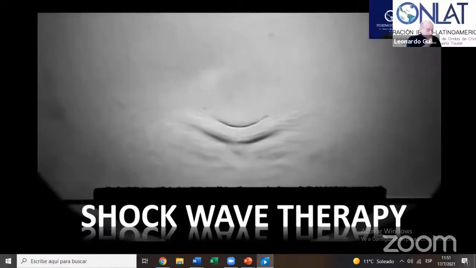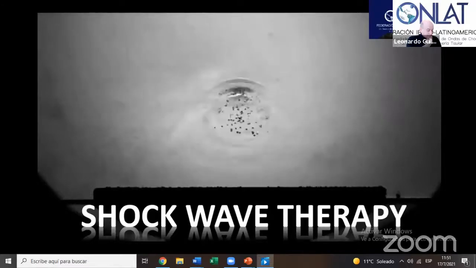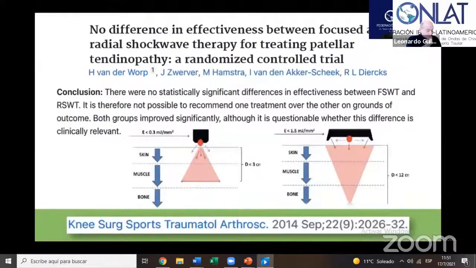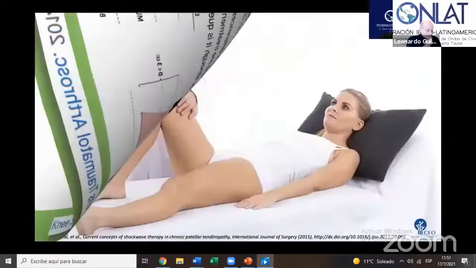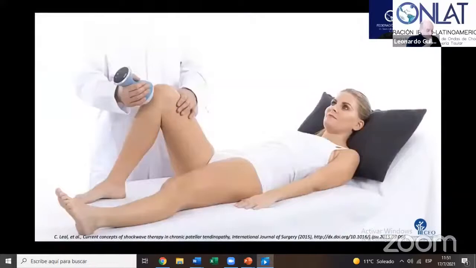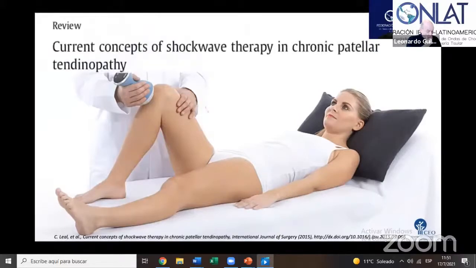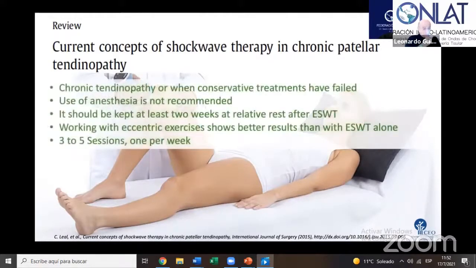And we can see now the form of focused shock waves. There is no major difference in the therapy with radial pressure waves and focal shock waves. The way we apply shock waves is with the patient in a supine position with the knee flexed. In Professor Leal's review, they recommend the use of shock waves in chronic tendinopathy or when conservative treatments have failed. Use of anesthesia is not recommended.